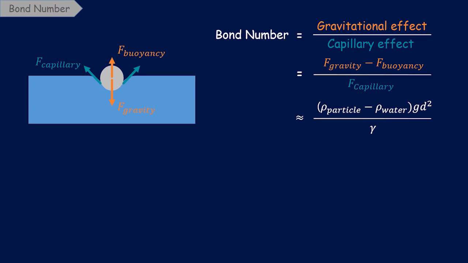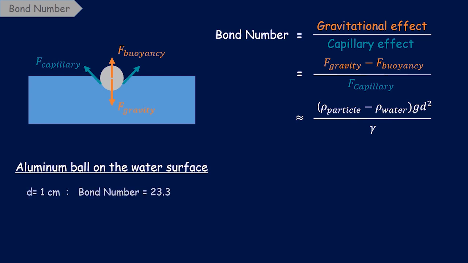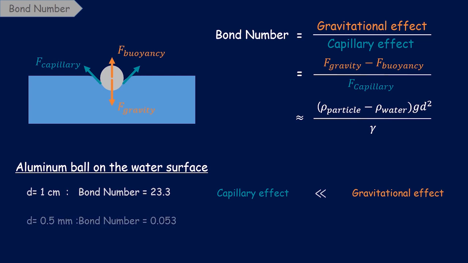Because of the square of the diameter in this equation, we can expect that the Bond number highly depends on the change of the particle size. If the particle is bigger, the Bond number will be larger. As an example, let's calculate the Bond number for an aluminum ball on the water surface. If the particle diameter is 1 cm, the Bond number is 23.3, which means the gravitational effect is 23 times larger than the capillary effect. What if the particle diameter is 0.5 mm?